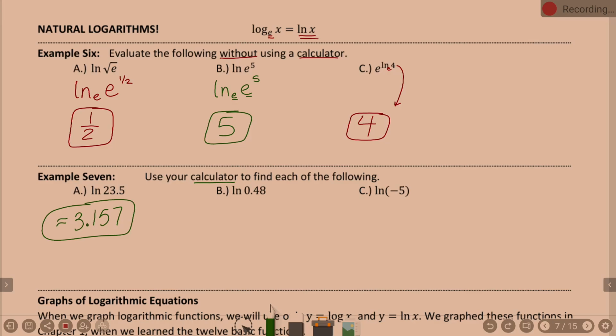What's the natural log of 0.48? Negative 0.734. Challenge yourself without a calculator. What's the natural log of negative 5? It's undefined. For the same reason the last one was undefined. You can't do any log of any negative value. It is undefined. Okay?